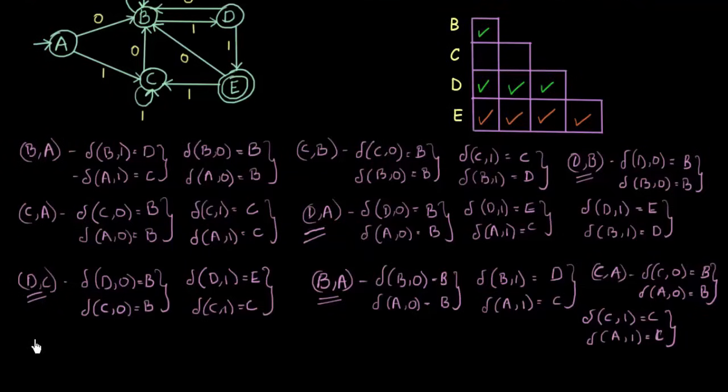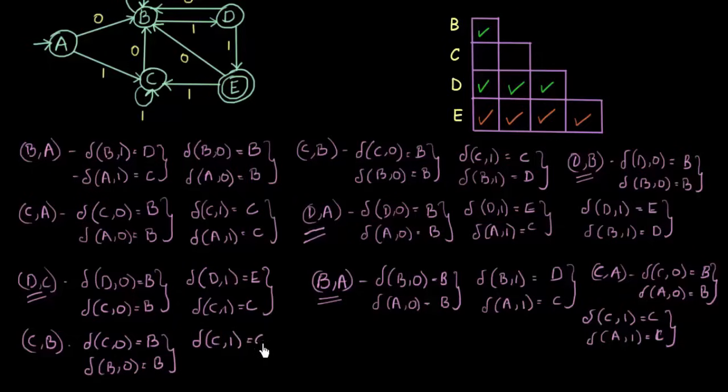Now let's come to CB. So I'll write it here, CB. So C on getting input 0, where does it go? It goes to B. And B on getting input 0, where does it go? It goes to B. BB is not a pair in our table, so no need to do anything. And C on getting input 1, where does it go? It goes to C.